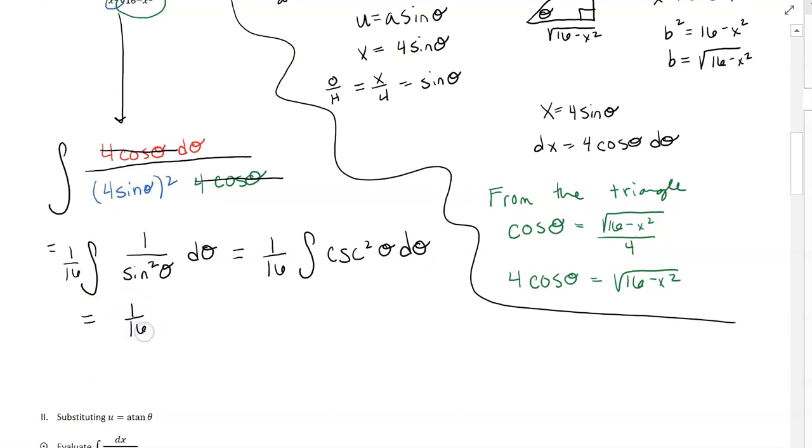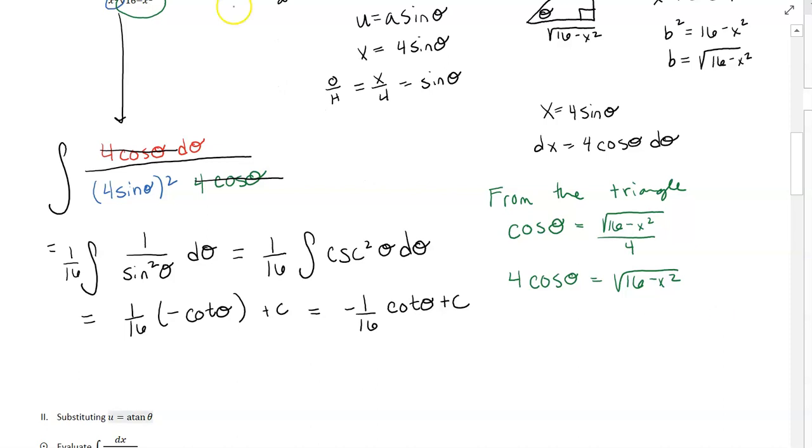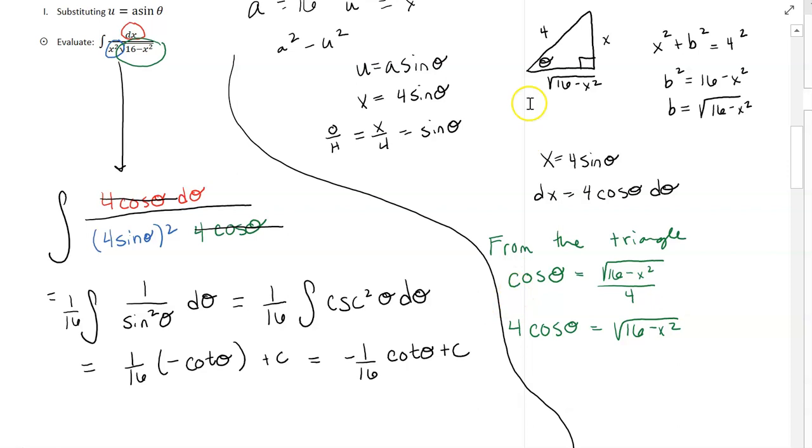1 over 16, the integral of cosecant squared of theta is negative cotangent of theta, and that's all going to be plus c. So if I just clean up my constants a little bit, I have negative 1 over 16 cotangent of theta plus c. Now we're not quite done yet. The last thing that we need to do is convert back to x. How do we do that? Well, that's what this lovely triangle is for, and that's why we draw it.